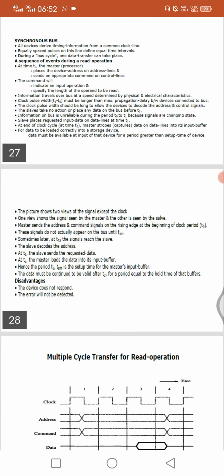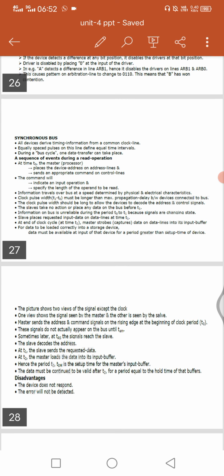Information on a bus is unreliable during the period T0 to T1, because signals are changing states, so it is not standard. There may be a chance of changing from one state to another state. That is why information on a bus is unreliable during this period.